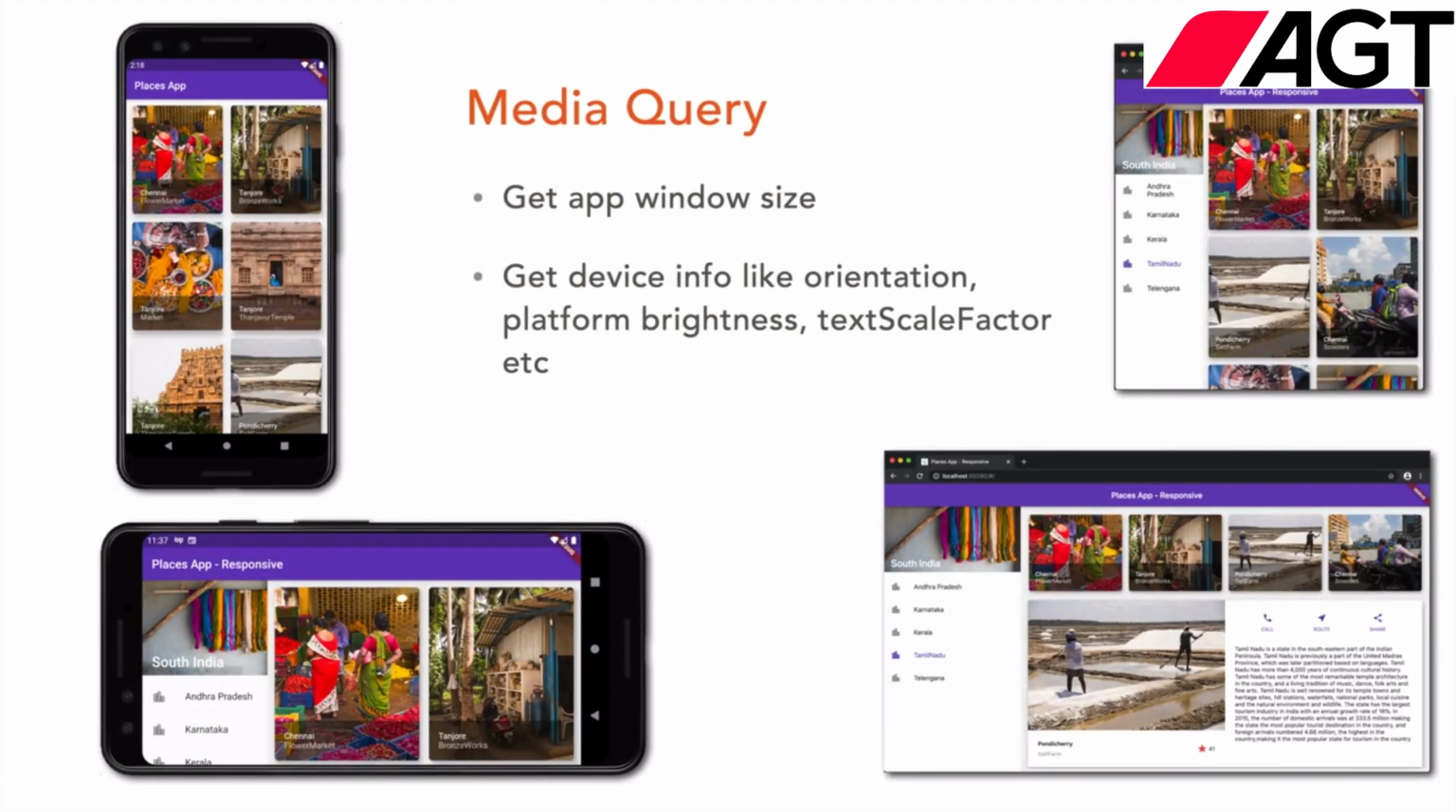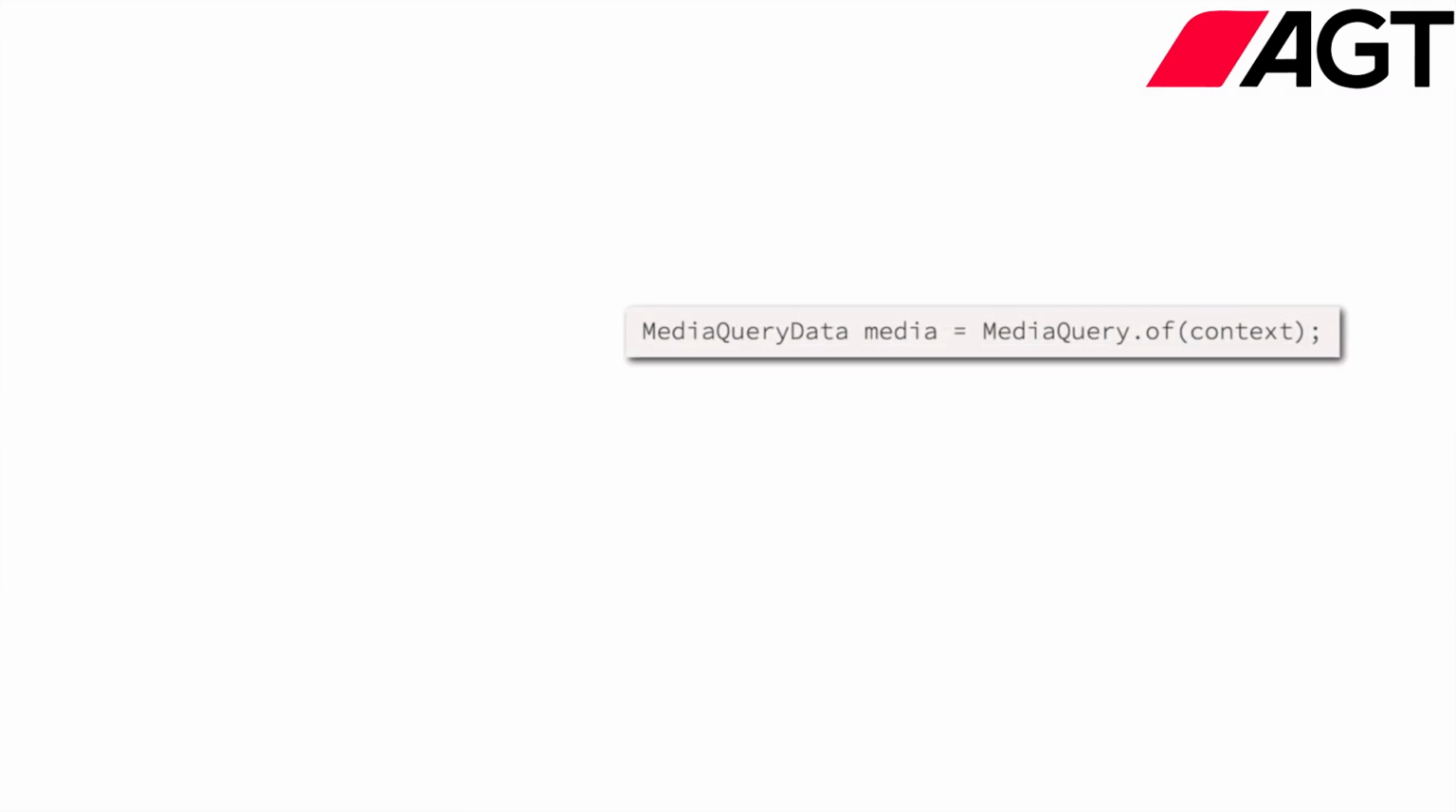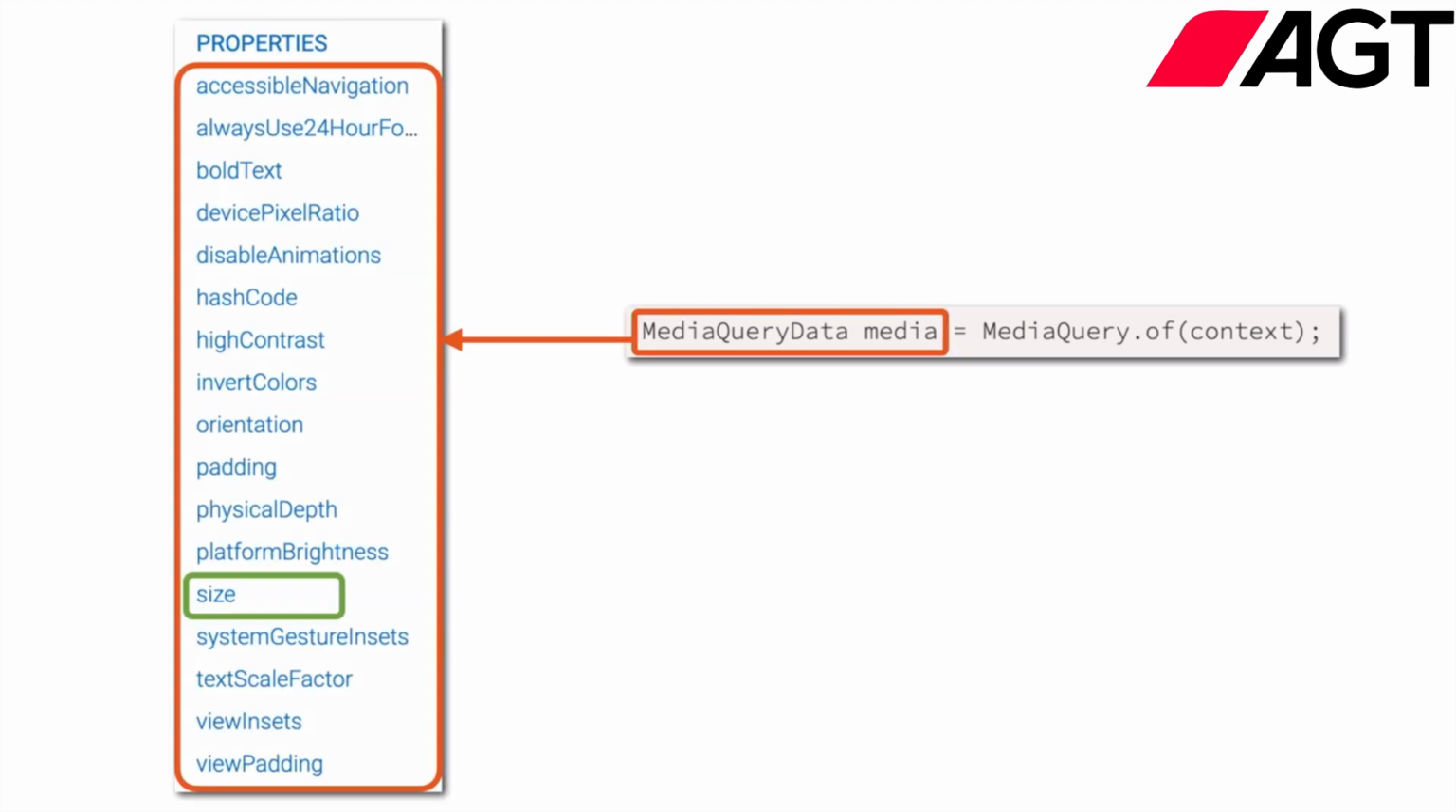MediaQuery provides us with the app window size, which gives us its current width and height. It also provides us device level information like the current orientation, platform brightness, and text scale factor. The way to get this information is to simply call the MediaQuery.of method by passing the context, and you get all the data in MediaQueryData, which has not only size information but also the platform brightness, device orientation, and many more properties that you can use.